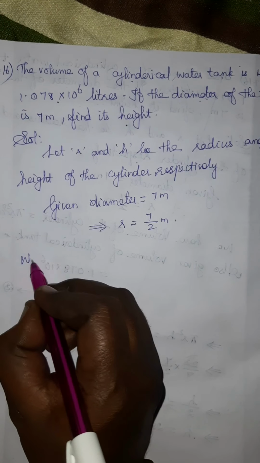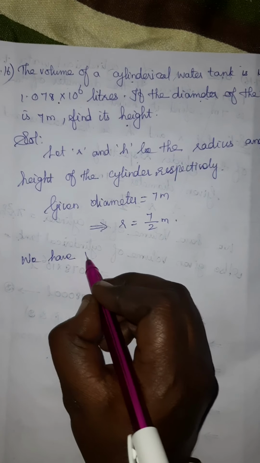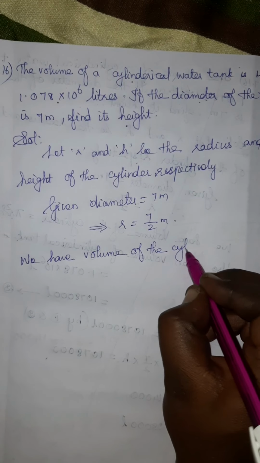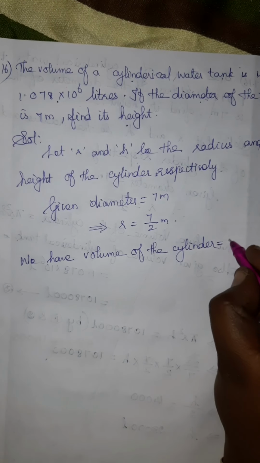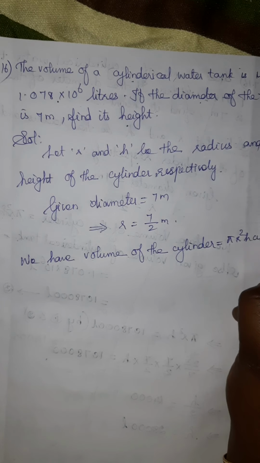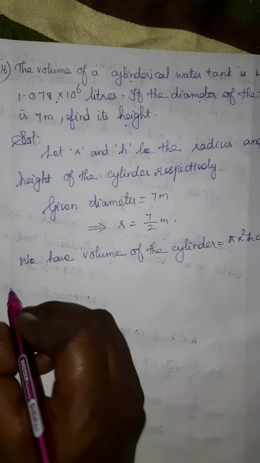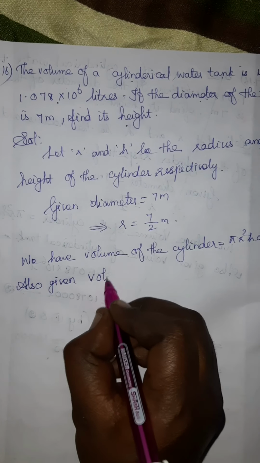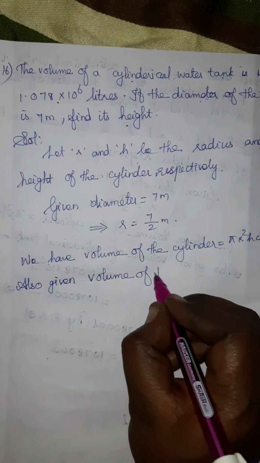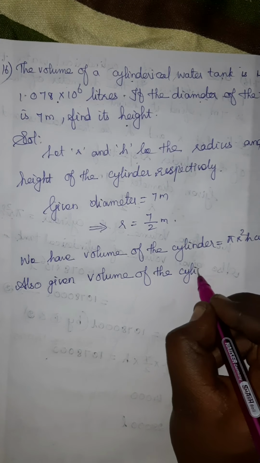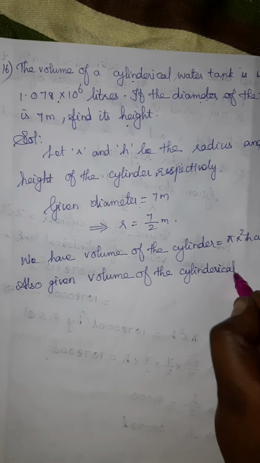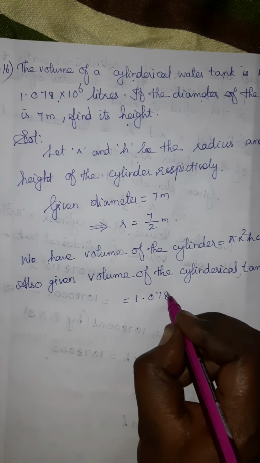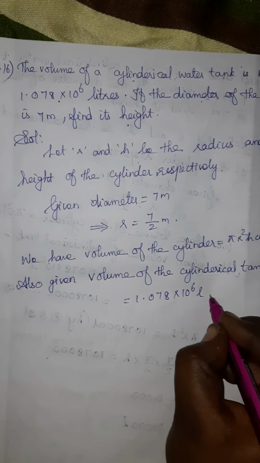Okay, then we can write the formula. We have volume of the cylinder equal to pi r square h cubic units. Also given, volume of the cylindrical tank is equal to 1.078 into 10 to the power 6 liter.